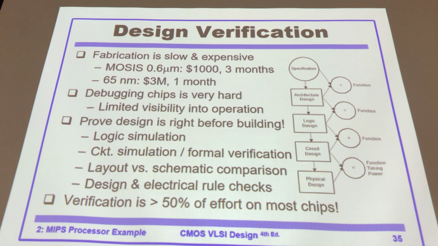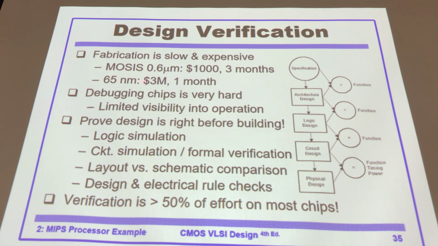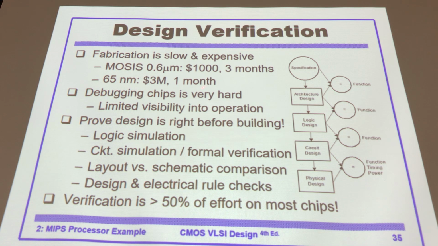This is from a long time ago for the MOSFET process. 0.6 micron is a very low-level technology nowadays. It costs $1,000 and takes 3 months. And for 65 nanometer, it's up to $3 million. It takes 1 month. And nowadays, 5 nanometer, 3 nanometer is going to be very expensive for the test run, for manufacturing the first chip.